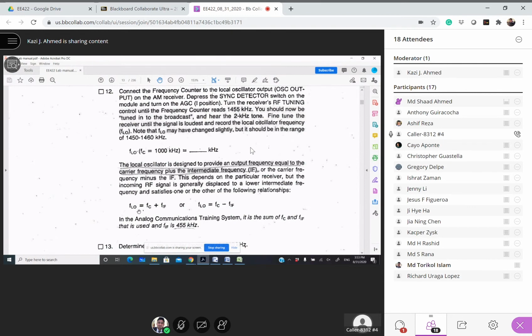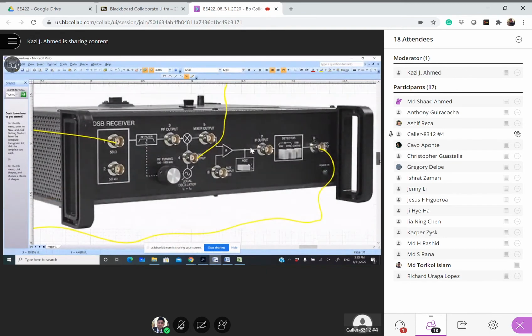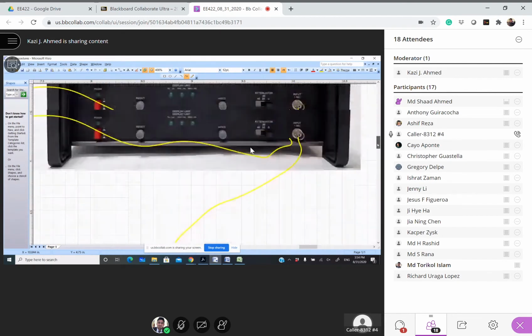So in that case, the local oscillator equals, what was the value of FC? 1000 kilohertz, that's the FC, plus the IF, which is 455. So the local oscillator equals 1455. Now what does 1455 mean, and what do we have to do with it? If the local oscillator is equal to 1455, how do you know it is equal to 1455?